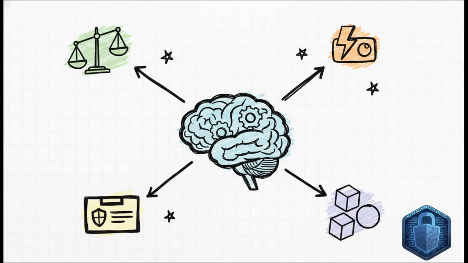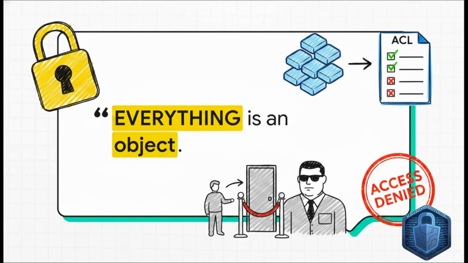And finally, object management, which brings us to a core philosophy of Windows. And it's a big one. Everything is an object. A file? Object. A process? Object. Those access tokens we just mentioned? Yep, objects. And every single object has an access control list, or an ACL, attached to it. The kernel acts essentially like a very, very strict bouncer. Whenever you try to touch an object, the kernel checks your access token against that object's ACL to see if you have the right permissions. Match, you're in. No match, access denied.